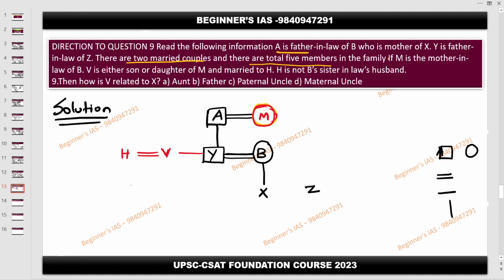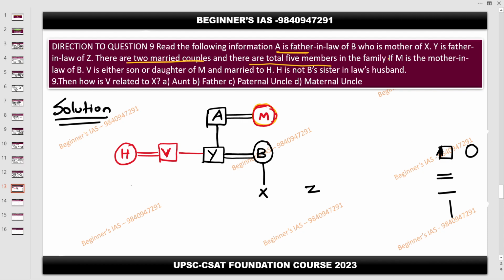Now move on to the question. H is not the B sister-in-law's husband. So now listen. Therefore, if V is not the sister-in-law, obviously this person is going to be the brother-in-law. Sister-in-law means obviously the wife's sibling. H is not B's sister-in-law's husband. B's sister-in-law, therefore, this person is going to be the female. So with this data, we need to identify. Everyone understood?